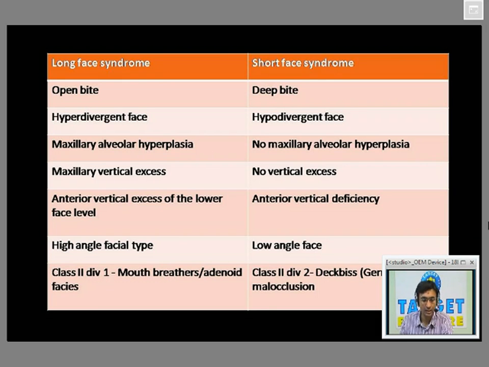Now, as I told you, hyperdivergent is the same as high angled face. The mandibular plane angle is increased, the angle between the FH plane and the mandibular plane. In short face, the angle is decreased. Finally, the example of long face. It is mostly seen that such long face people have class 2 div 1 malocclusion, and they are mouth breathers, adenoid faces. They are also called adenoid faces. For short face syndrome, the example is class 2 div 2. It is also called German or deck piece bite malocclusion. Deep bite is also called deck piece bite. But this can be an MCQ.